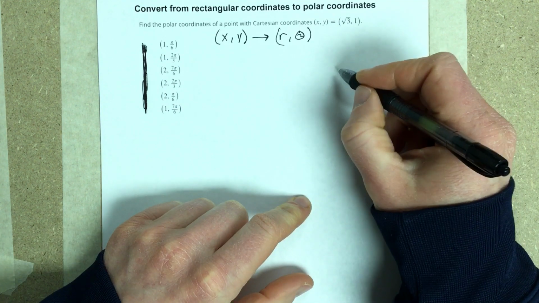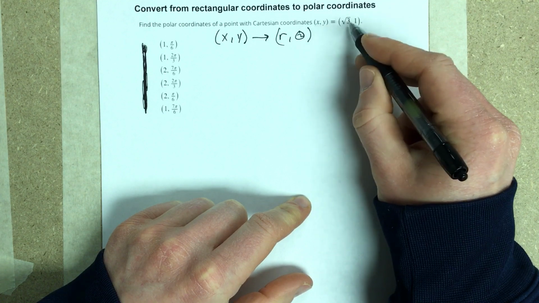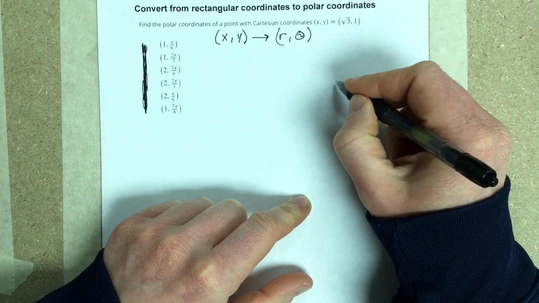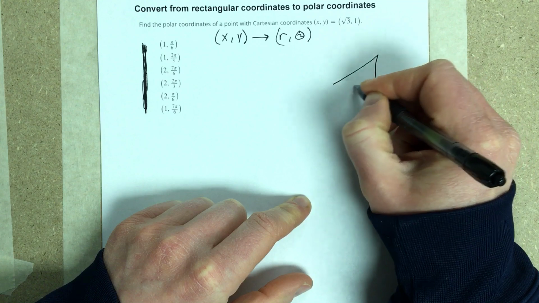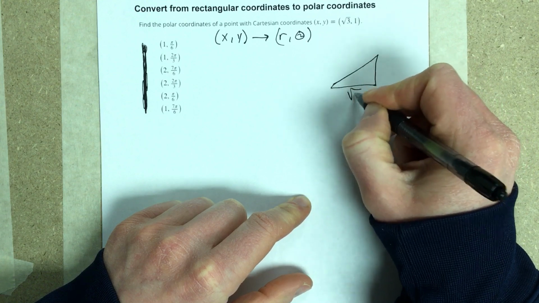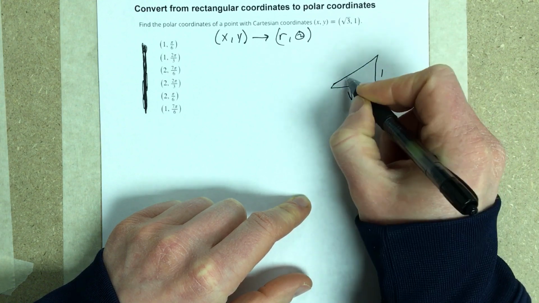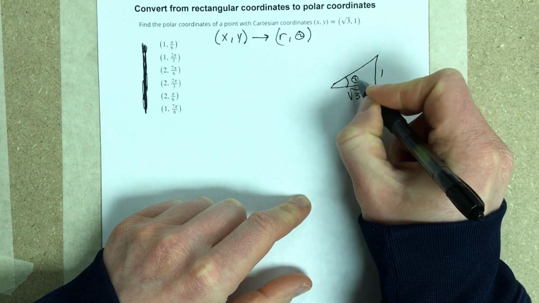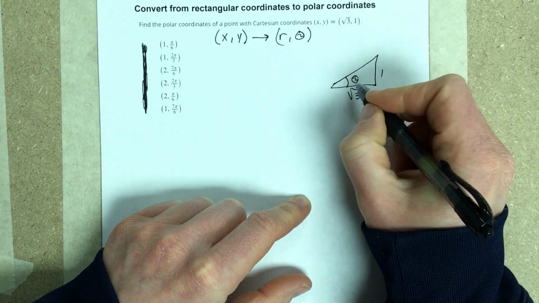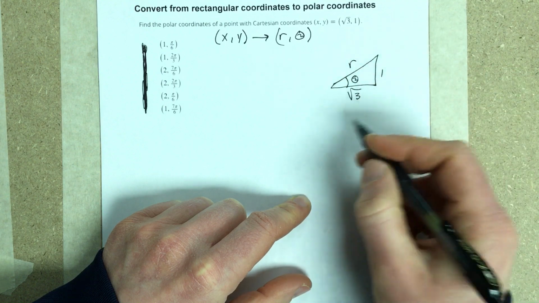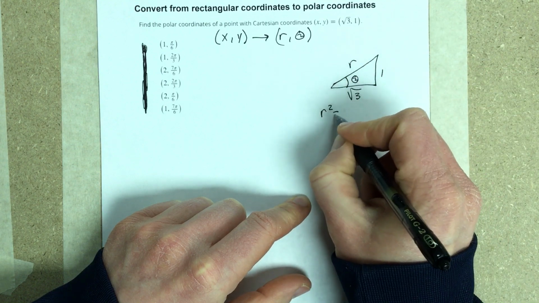The first thing I'm going to do is draw a triangle. It says x, y, so x is root 3, y is 1. So I've got a triangle that looks like this. Now I want to find this angle, because I need that angle theta for my coordinate, and I also want to find the radius. The radius should be pretty easy because I'm going to use the Pythagorean theorem to find it.